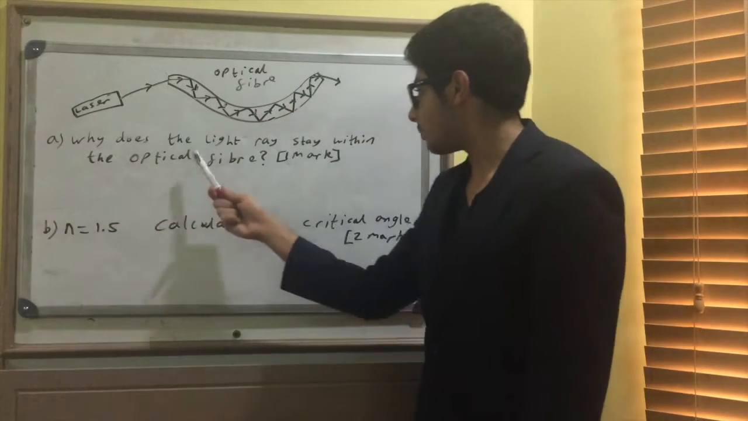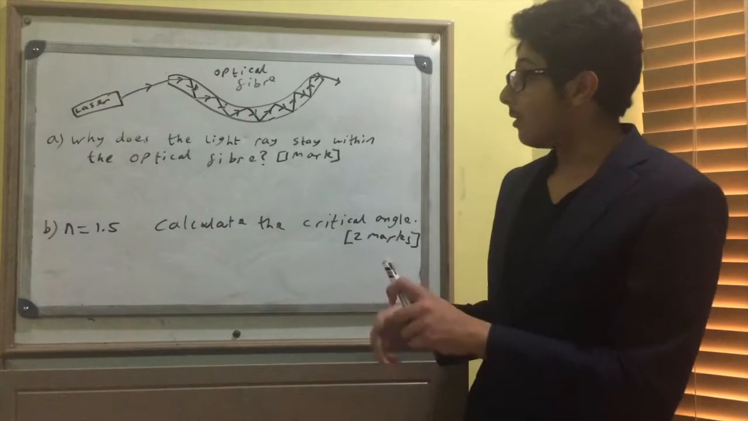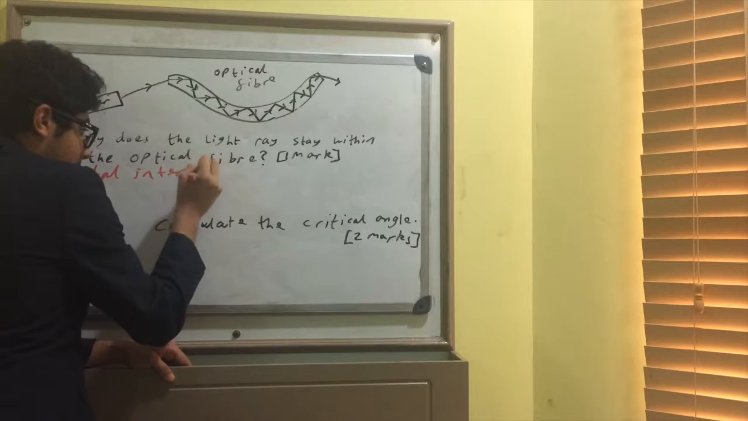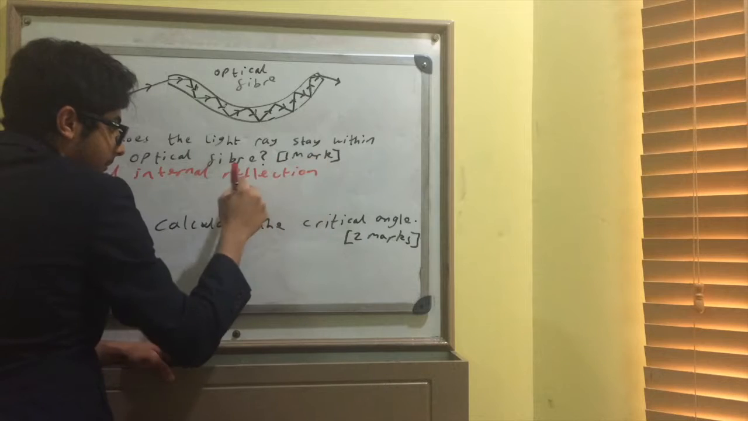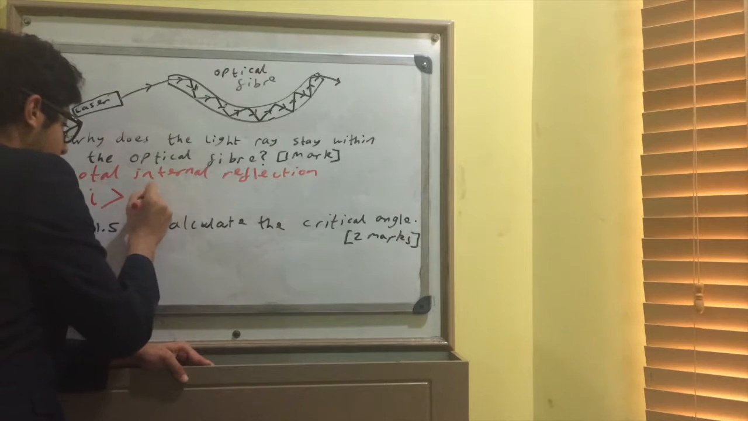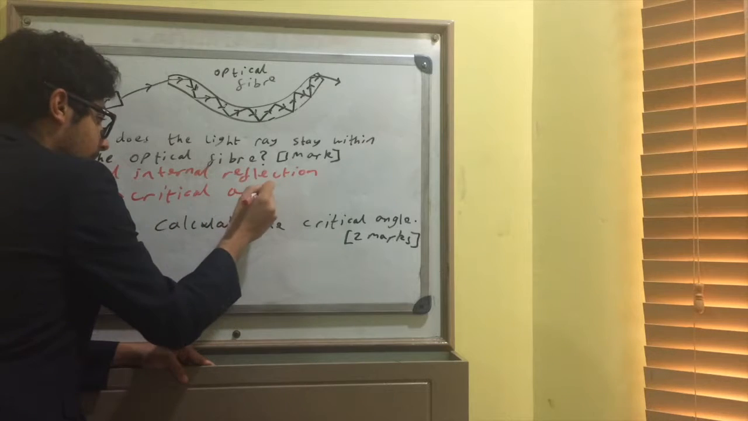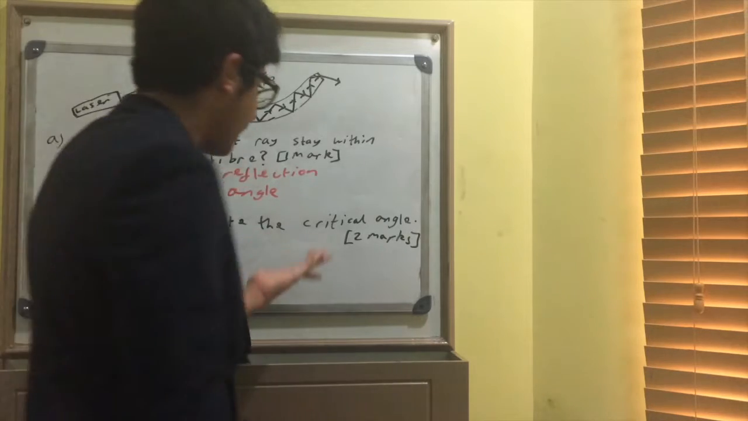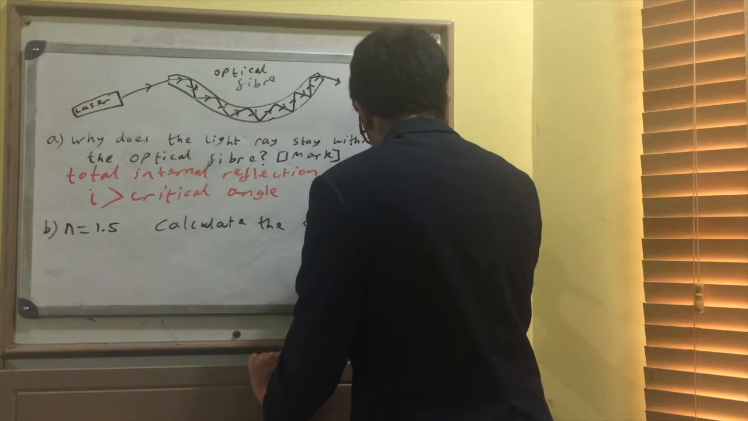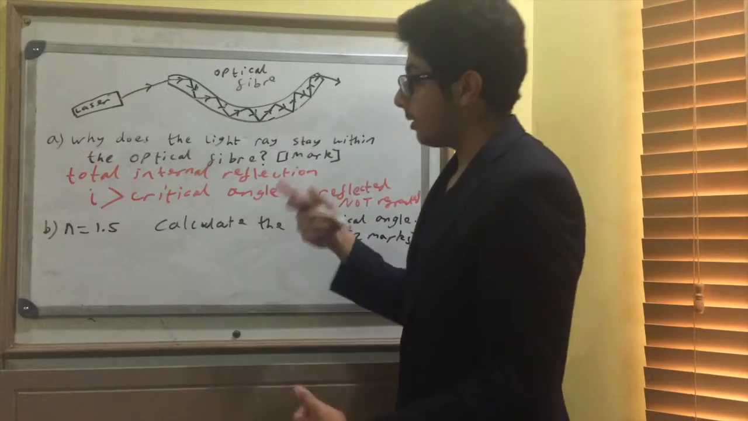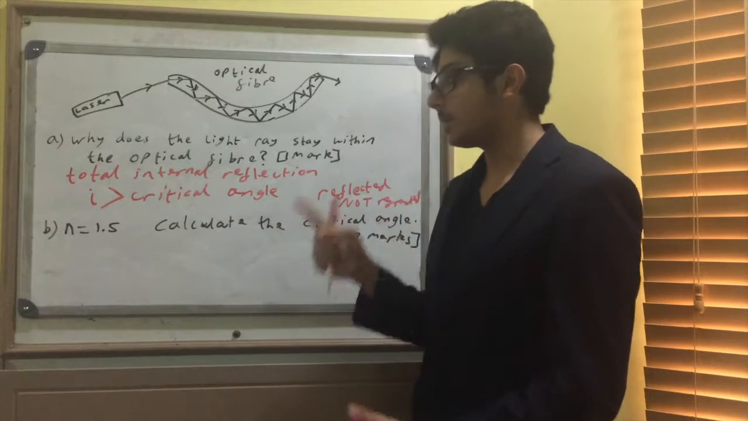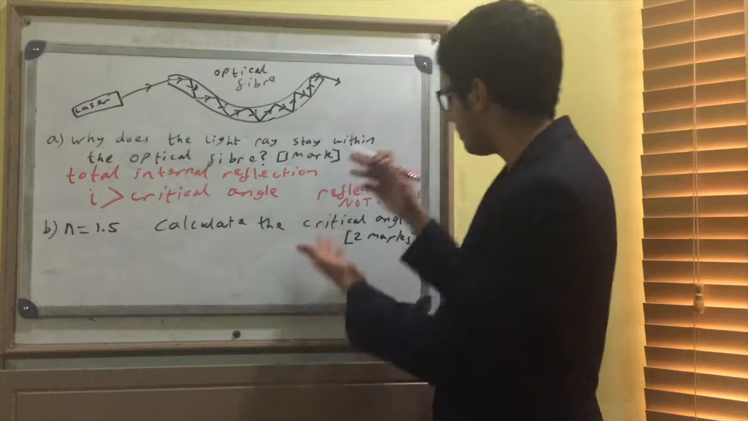Now, why does the light ray stay within the optical fiber? Well, from watching this video, you should know that this is due to total internal reflection. And why is the light totally internally reflected? Because the angle of incidence is greater than the critical angle. And so the light is reflected, not refracted. And that leads to total internal reflection. Now the mark scheme says the answer is because the angle of incidence is greater than the critical angle, and that gives you the 1 mark. But it also says accept the light is totally internally reflected. So basically what we said here.